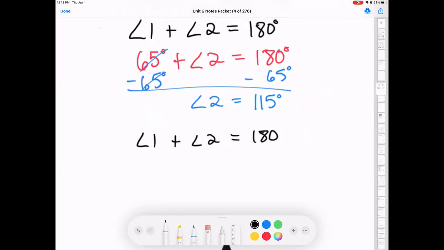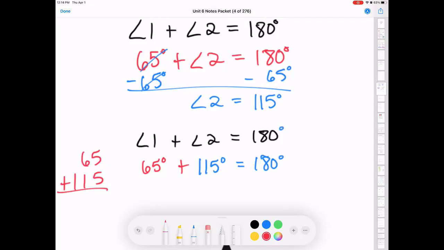If I take my two angles, 65 degrees plus my angle 2 that I just found, 115 degrees, I should grand totally get 180. So then we have 65 plus our 115, ending in a 0, carry the 1. 1 plus 6 plus 1, we get 8. And then 1 drops down. So yes, in fact, angle 2 is 115 degrees.